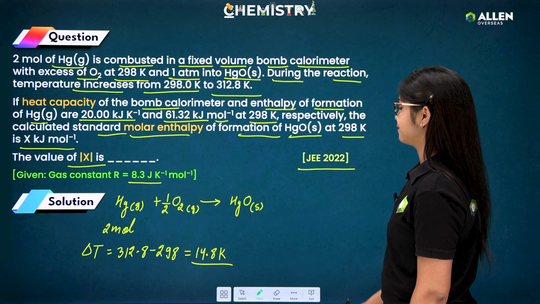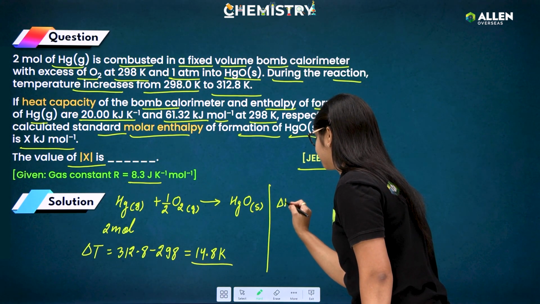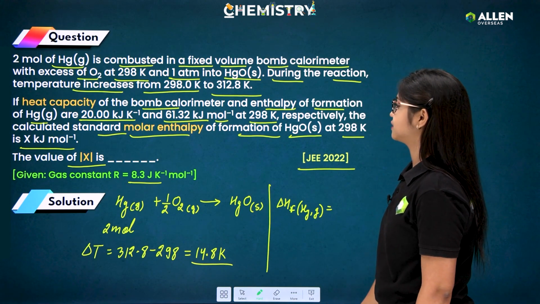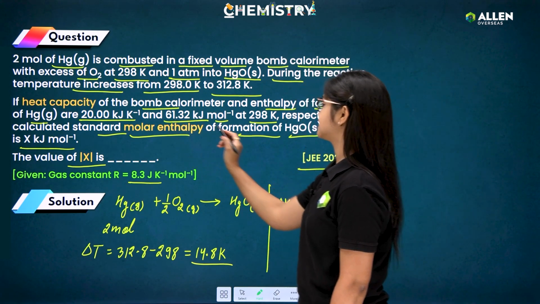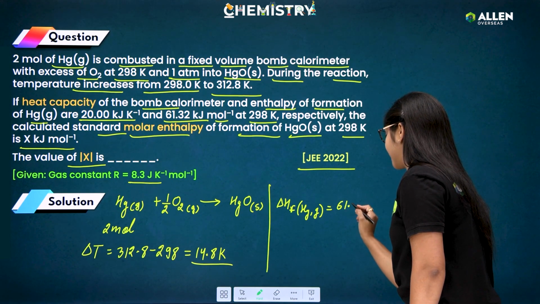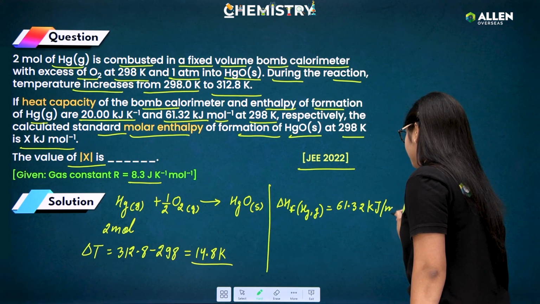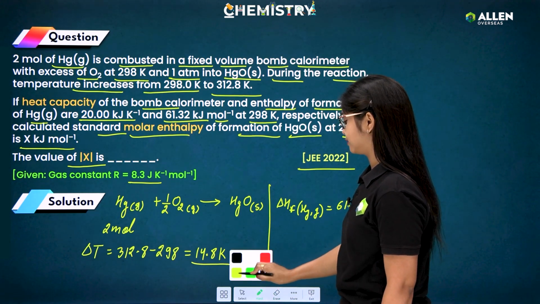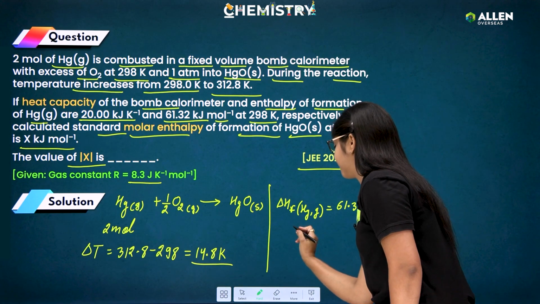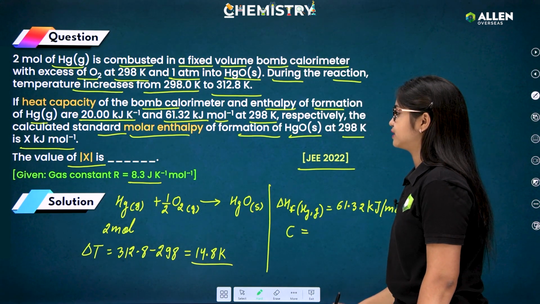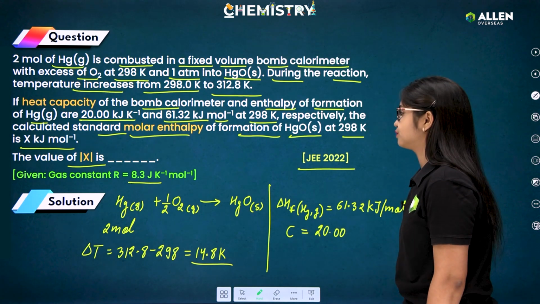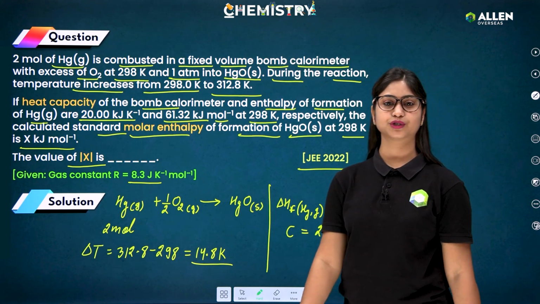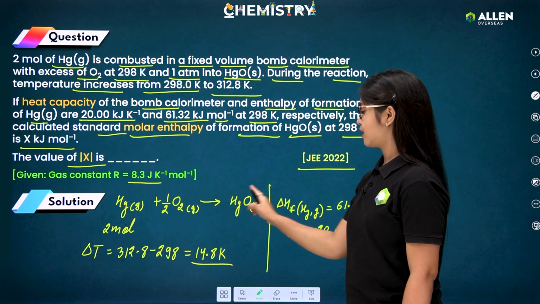And what other information is given? Delta H formation of Hg gas is given to us, and that is 61.32 kilojoule per mole. And one more value is given, that is the heat capacity of the bomb calorimeter. If we represent the heat capacity as C, the C value is given as 20.00 kilojoule per Kelvin. These values are given in the question, right? And we have to find the delta H formation of mercury oxide.